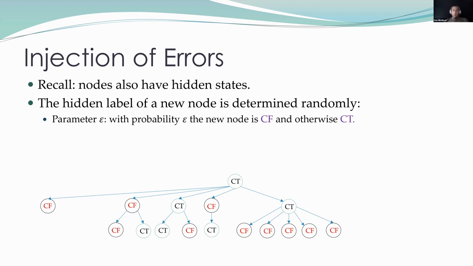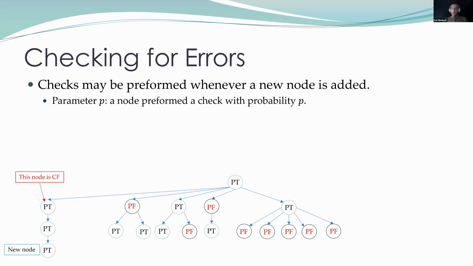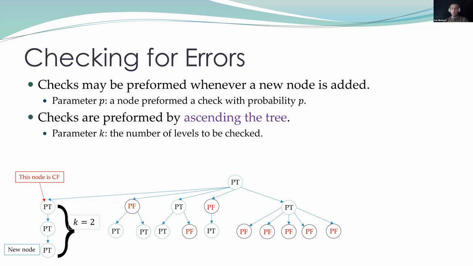Now, what is the process in which we check for errors? Every time a new node is added to the tree, we throw another biased coin, this time with parameter p. And this is the probability that you are checking the knowledge you inherit from. So with probability p, the node checks its ancestors, and with probability 1 minus p, it does nothing. Now, what does it mean to check? A node checks its ancestors up the tree. It ascends the tree upwards. We introduce another parameter k, which is the number of levels a node goes upwards.